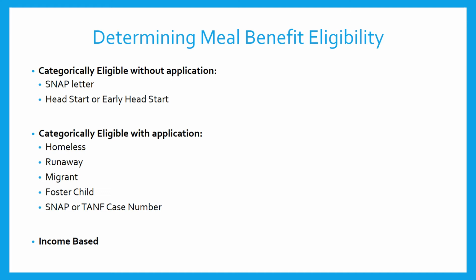The other method of determining eligibility is used for participants who are not categorically eligible, which we refer to as income-based determinations. The eligibility of these participants is based upon their household size and gross income in comparison to the current income eligibility guidelines. After we go through each step of the meal benefit application, we will explain how to use this method of determination and do some sample calculations together.